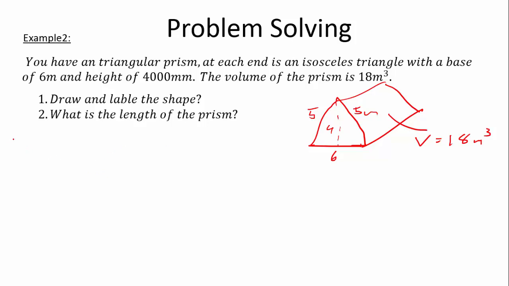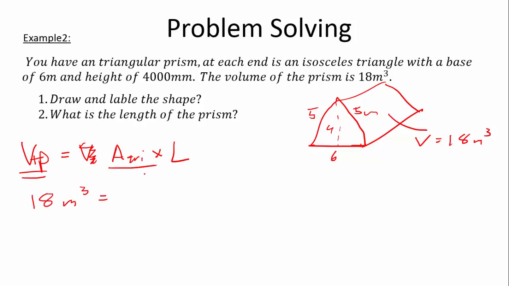What is the volume of a prism? The volume of a prism, a triangular prism rather, is equal to the area of the triangle times the length. We know the volume of our triangular prism. We know that that is 18 meters cubed. The area of a triangle, we know that that is half base multiplied by height, times the length.